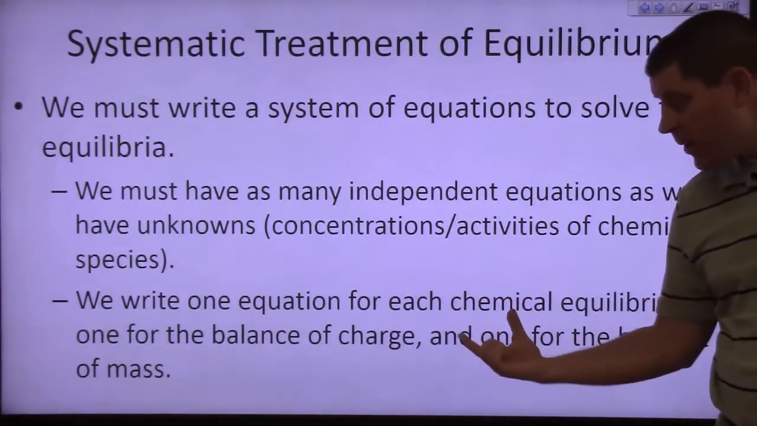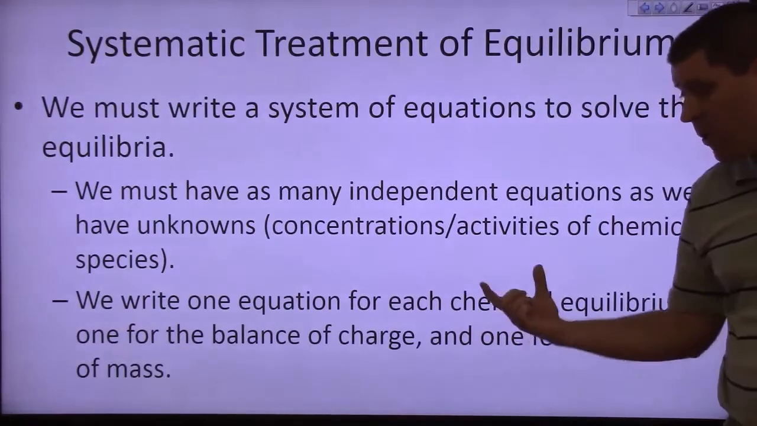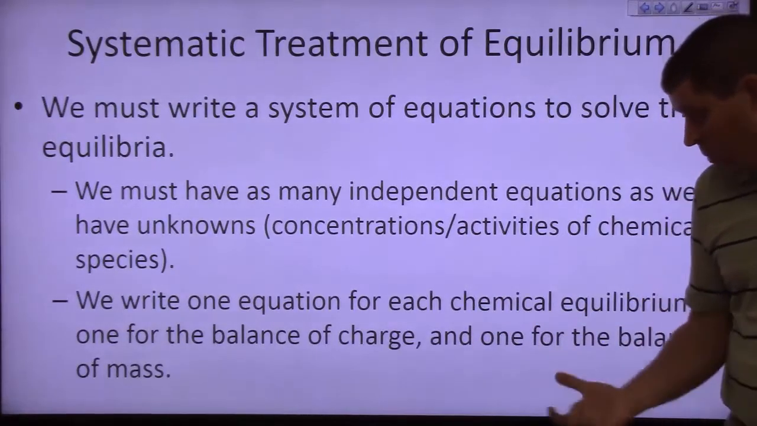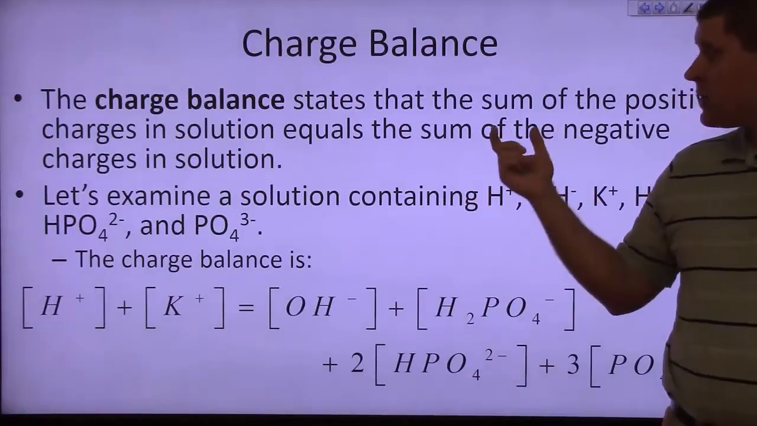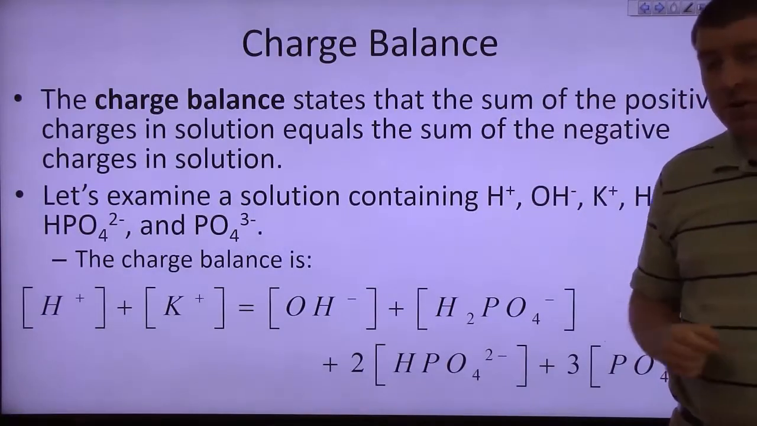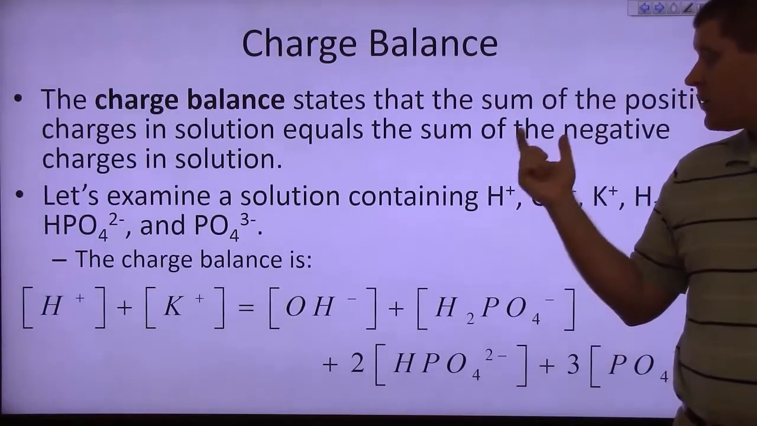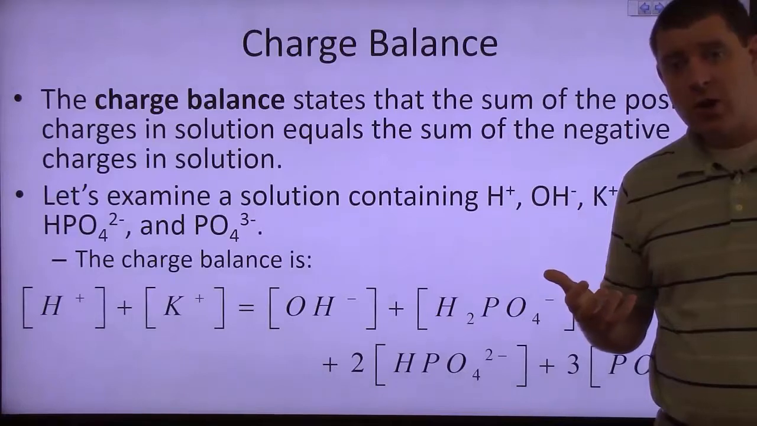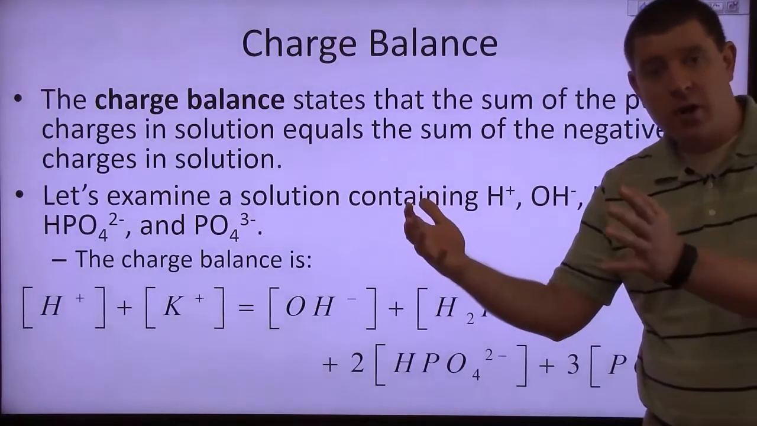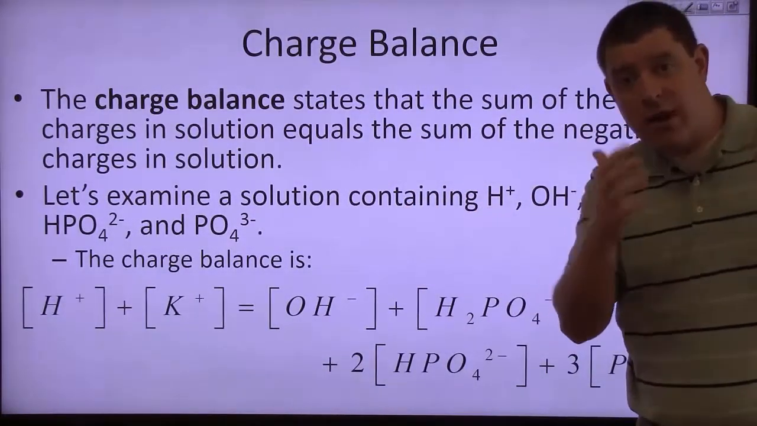Now we write one equation for each chemical equilibrium, one for the balance of charge, and one for the balance of mass. Now the charge balance states that the sum of the positive charges in solution must equal the sum of the negative charges in solution. That is, the solution has to be neutrally charged overall. So however many positive charges you have, that must be equal to the number of negative charges that you have.